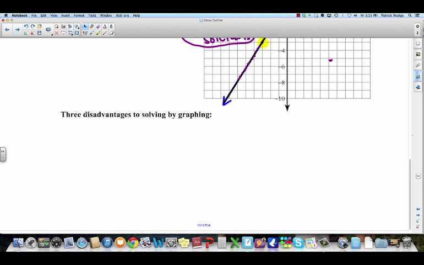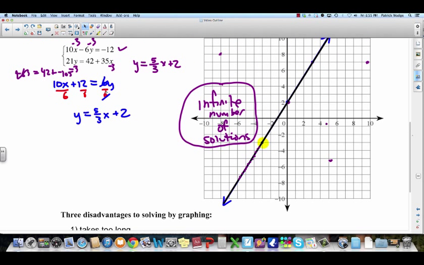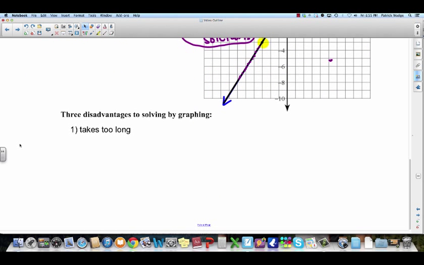Now, I'll leave you with a question here. What are 3 disadvantages to solving by graphing? This isn't my opinion, but in my opinion there's 3 disadvantages. One is it takes too long, right? Switching these things to slope-intercept form and then graphing it, getting your ruler, drawing them, finding all that kind of stuff takes time. And in my opinion, it takes too long.